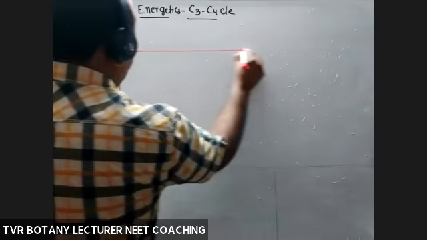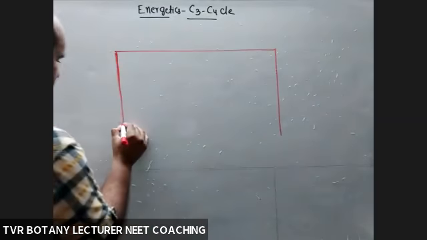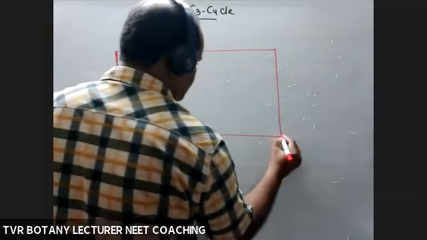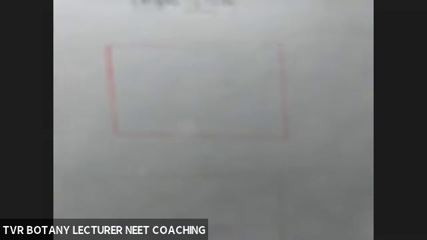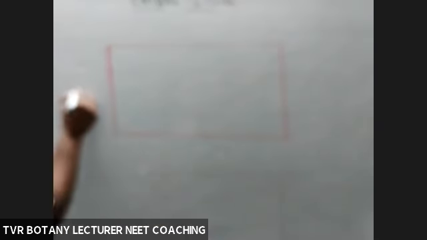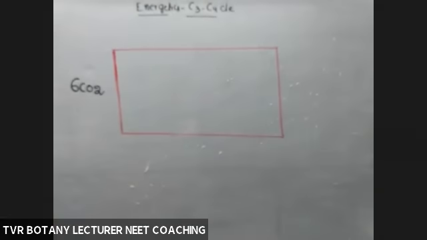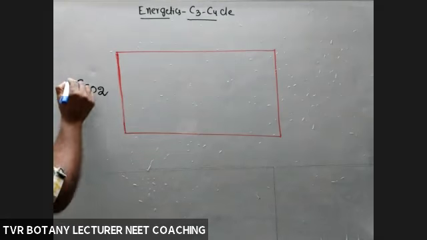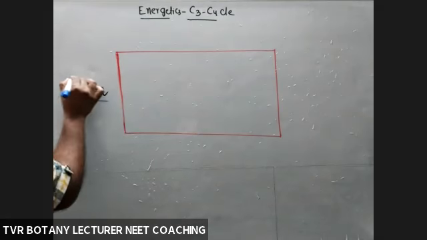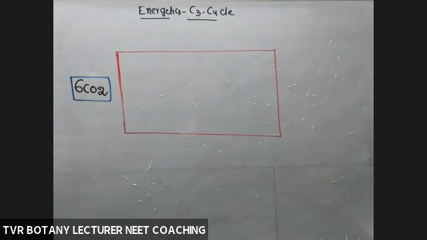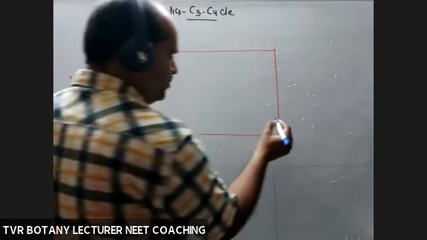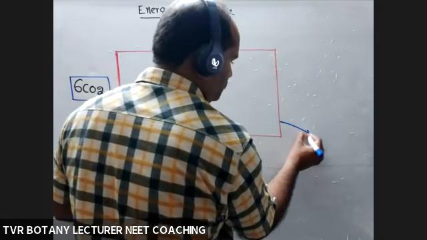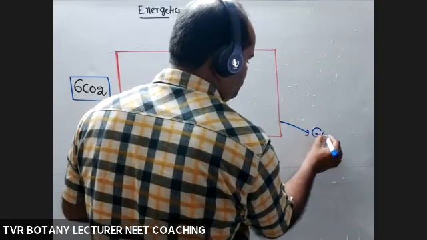During which, this is a cyclic pathway. So here I'm taking CO2 molecules. So how many CO2 molecules? 6 CO2 molecules. So to reduce 6 CO2 molecules, what about the quantity of reducing power required? And what about the number of glucose molecules produced? So only one glucose molecule.